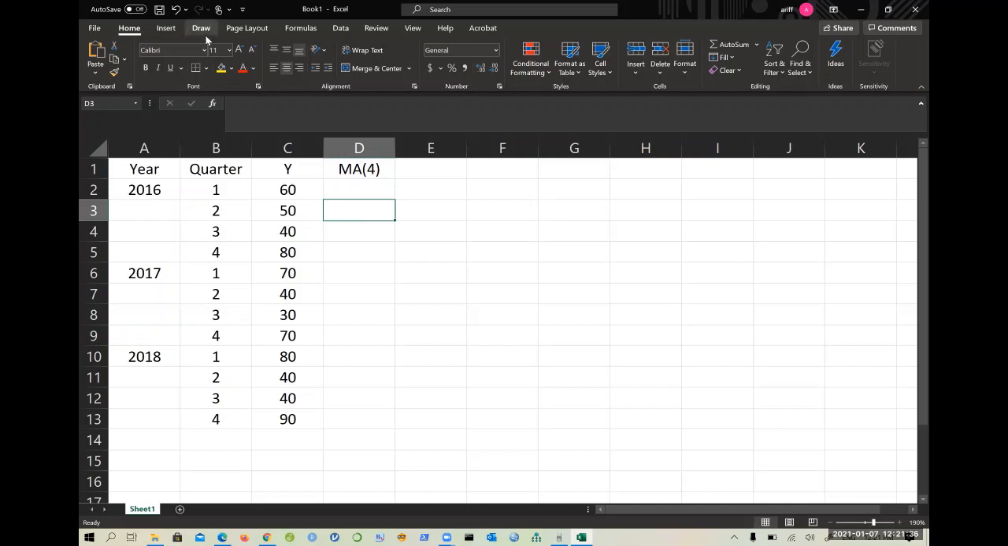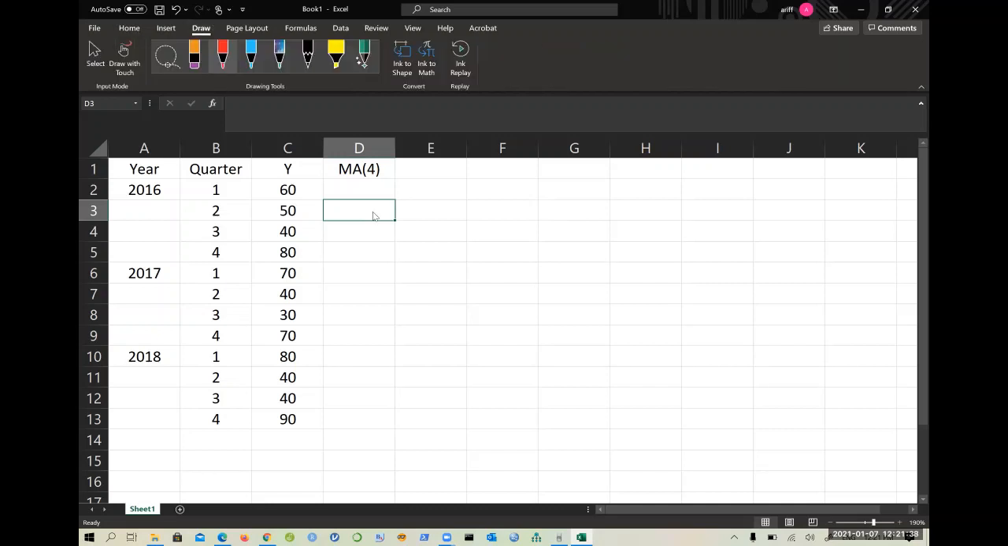So you put the value in between 2 and 3. Somewhere here, you put it as 57.5. And then for the next one, you minus 60 and plus 70.